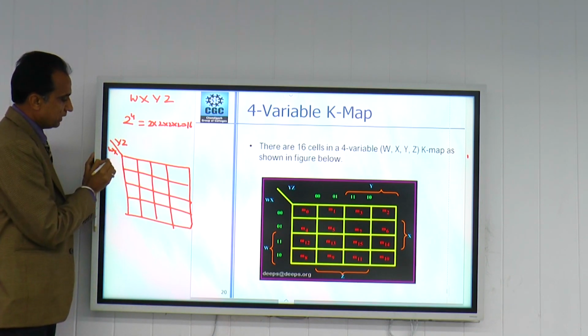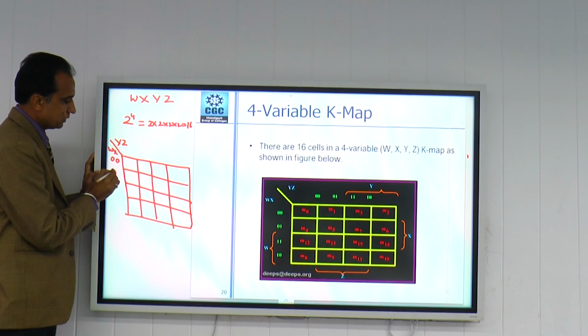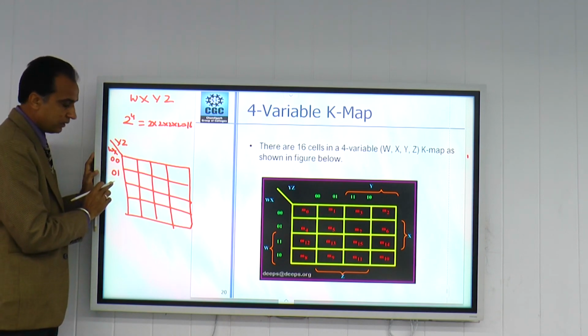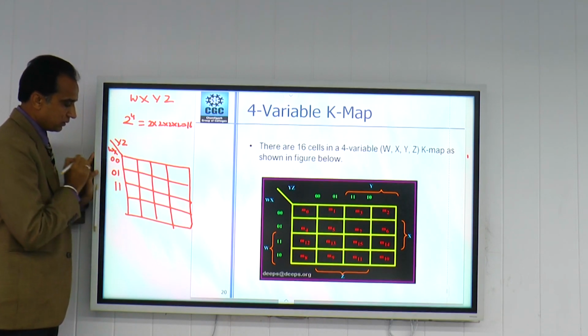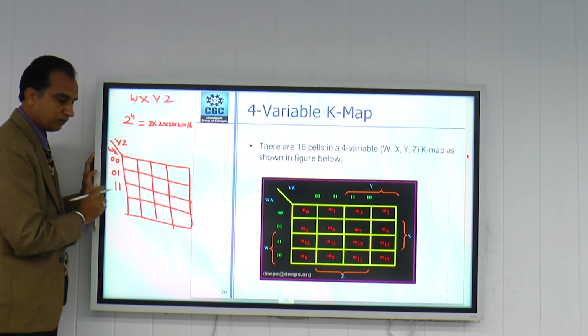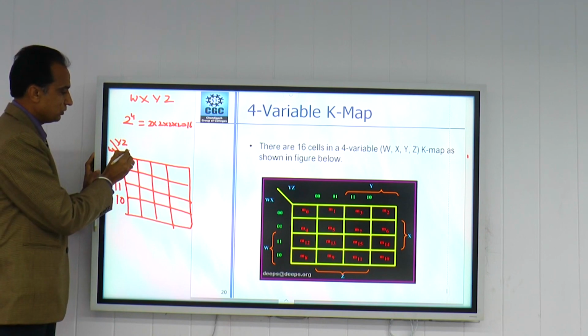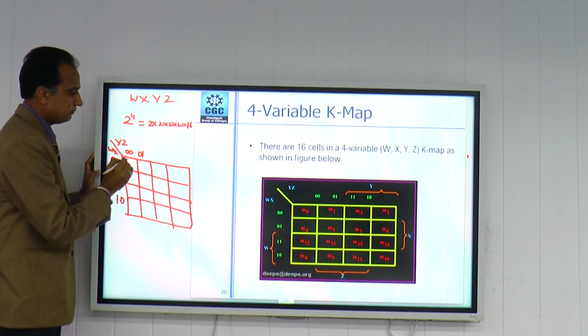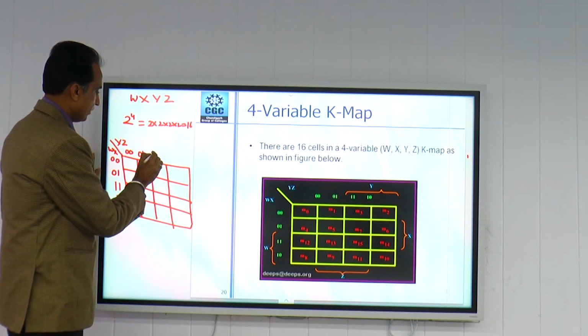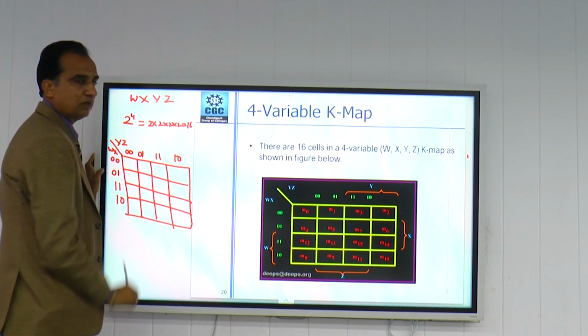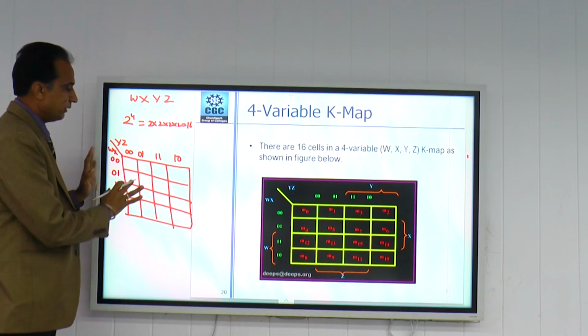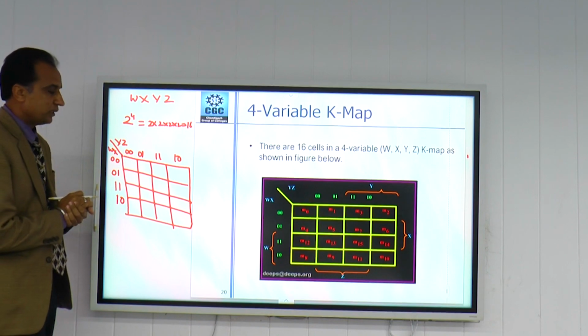So the possible values are 0 0, 0 1, then 1 1 in place of 1 0, and then after 1 1, 1 0. Similarly, 0 0, 0 1, 1 1 and 1 0. Now we have to fill it with the min terms.